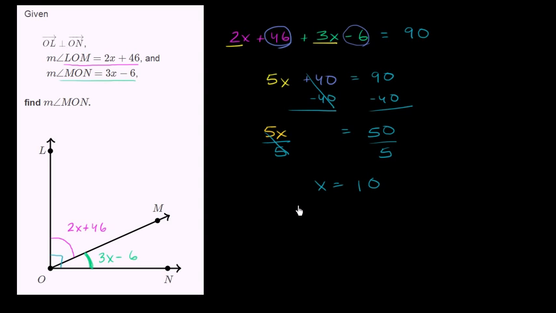Now, our answer is not 10. We've just figured out what x is. What they ask us for is what's the measure of angle MON. Well, we already know that the measure of angle MON is equal to 3x minus 6, which is equal to 3 times 10 minus 6, which is equal to 24 degrees.